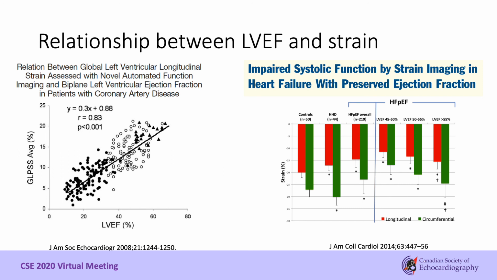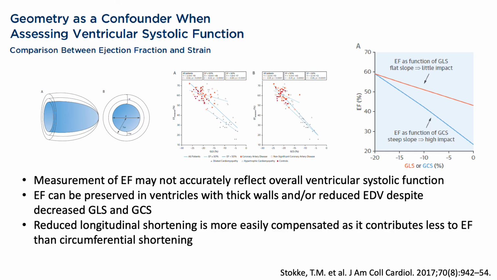Now, what about patients with so-called preserved ejection fraction? You can see that even in patients with preserved ejection fraction, there is a reduction in global longitudinal and circumferential strain. One of the confusing concepts is how you can have normal ejection fraction with abnormal myocardial function. This paper tried to address that, using both echocardiographic data as well as mathematical modeling. They found that you can have a preservation in ejection fraction in ventricles that have thick walls or reduced end diastolic volumes, even if global longitudinal strain and circumferential strain are reduced. And in some cases, the reduced longitudinal shortening can be compensated, as it contributes less to LV ejection fraction than circumferential shortening. And so sometimes there's a compensation by circumferential strain.